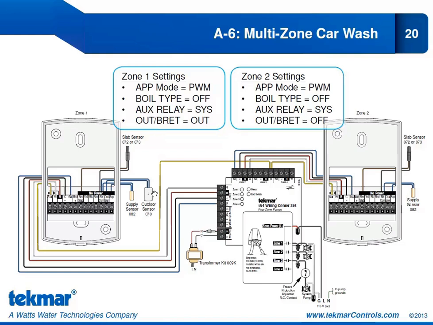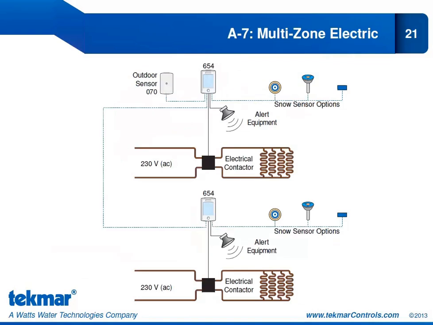Now we have connected an outdoor sensor to the out boiler return terminal on Zone 1, so we have to specify that yes, we have connected an outdoor sensor. We don't have anything connected to the out boiler return terminal on Zone 2, so we specify that it is off. Coming up to our last application, where we have a multi-zone electric application.